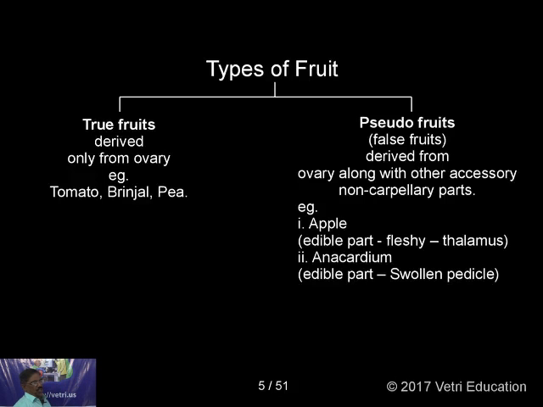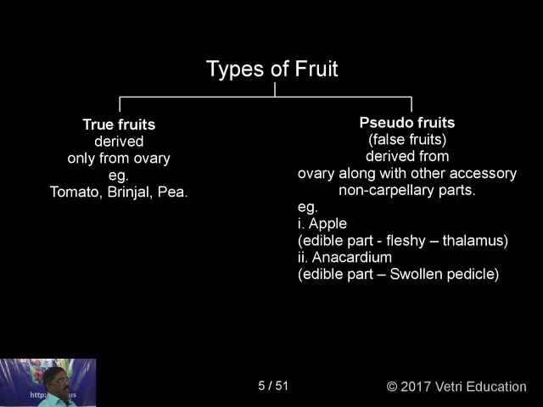Next, types of fruits. There are two types of fruits, depending upon whether the fruit develops from the ovary or not. The first one is the true fruits. They are derived from the ovary only. Examples: tomato, brinjal, pea, etc. And the second one is called pseudo fruits or false fruits.